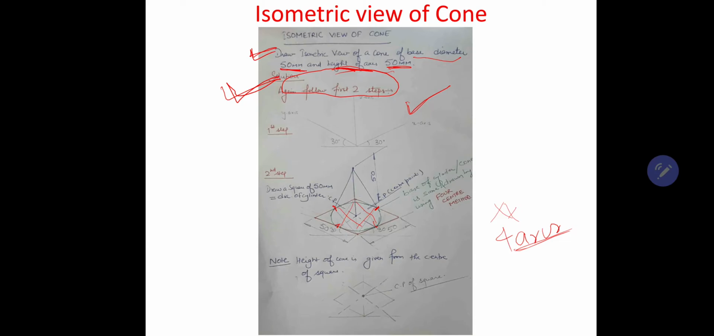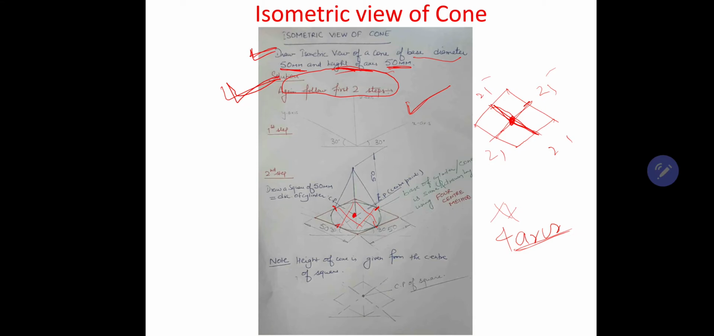Then what will be the next step? In the next step, you only have to give a height to the cone. And how is it done? This is the square, right? This point is 25, this point is 25, and this point is 20. In this way, you will have to mark the center point of the base of the cone. So this one is the center point.